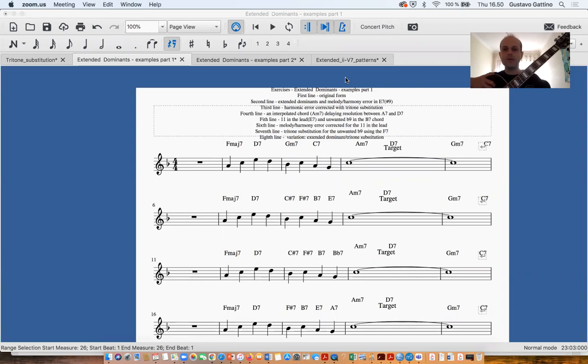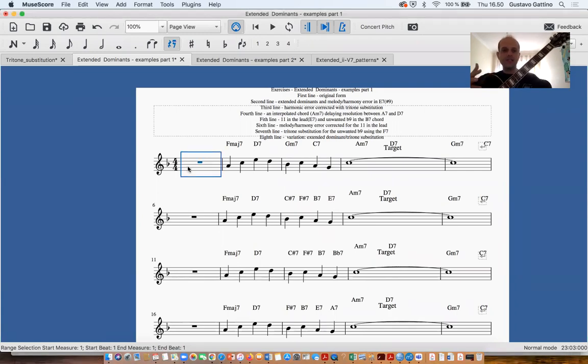Today I would like to talk about extended dominants using the examples from the book Reharmonisation Techniques written by Randy Phelps. So this is part 1 about extended dominant chords, from page 30 to page 32. First the author presents one example, just to show that we have the D7 as the target chord in this chord progression.